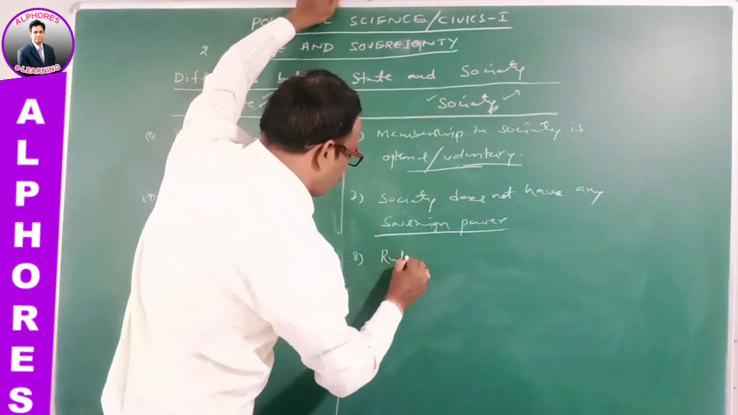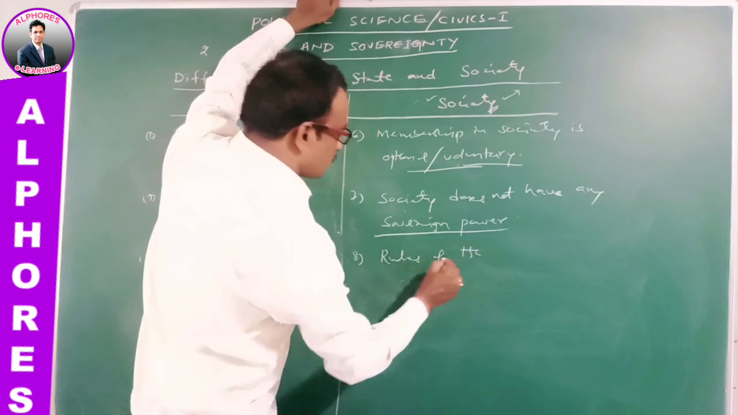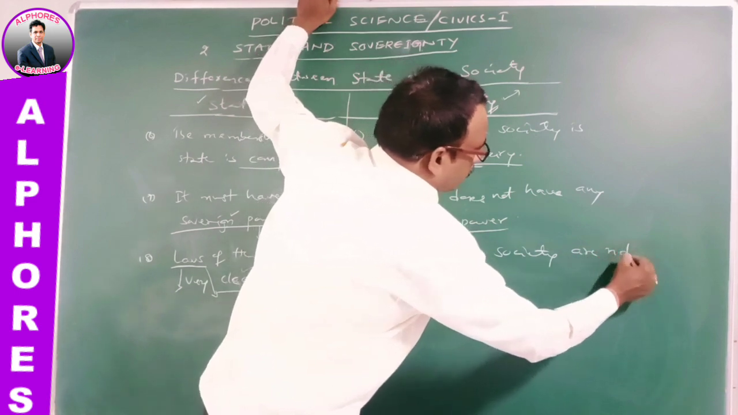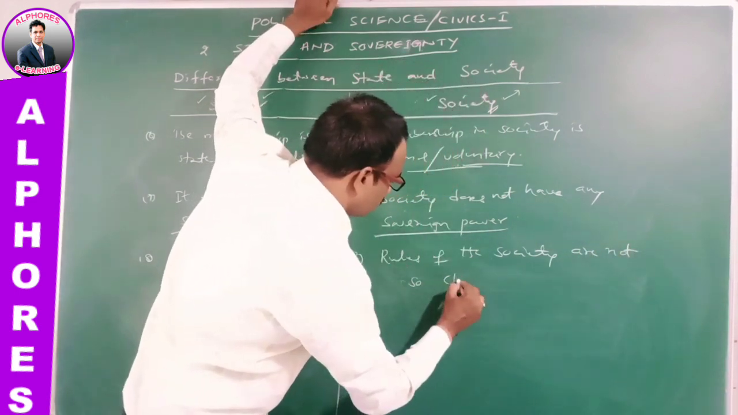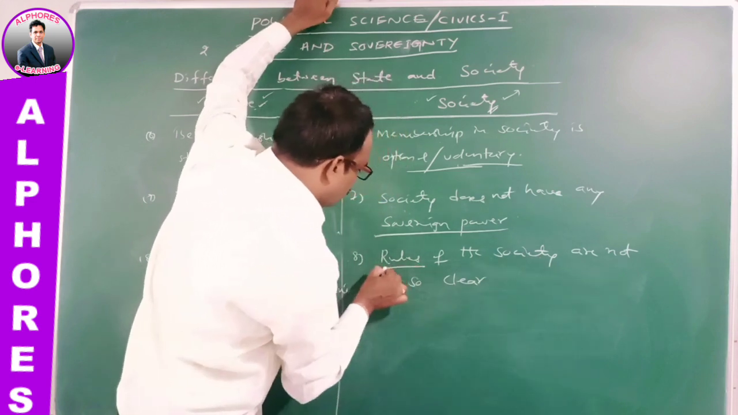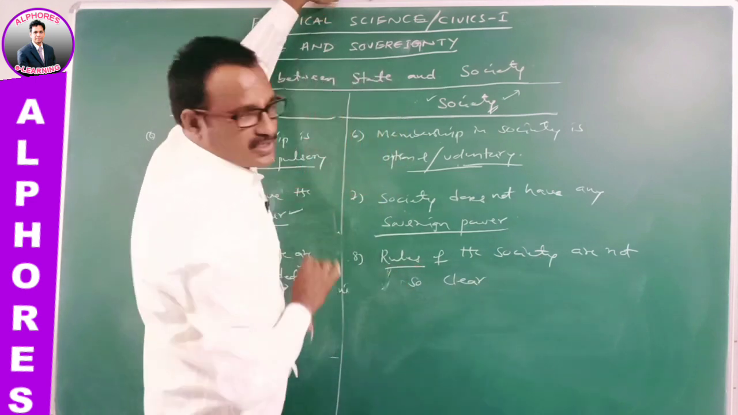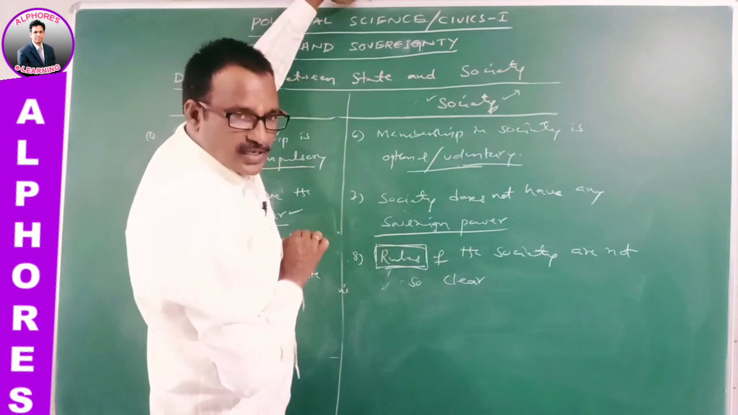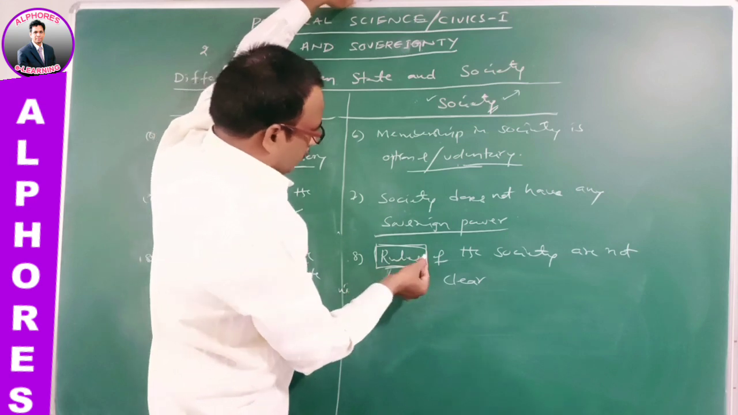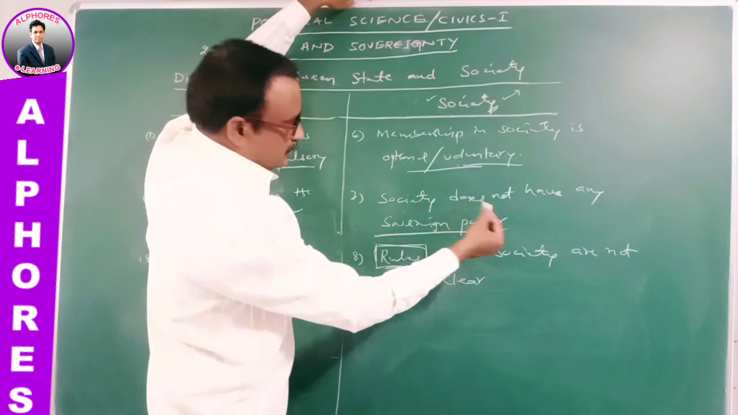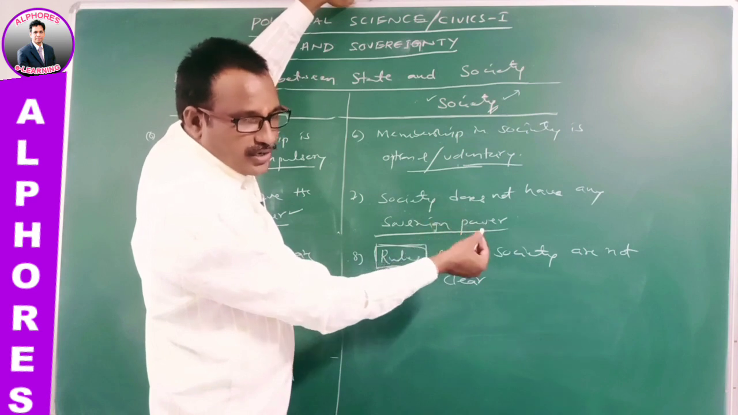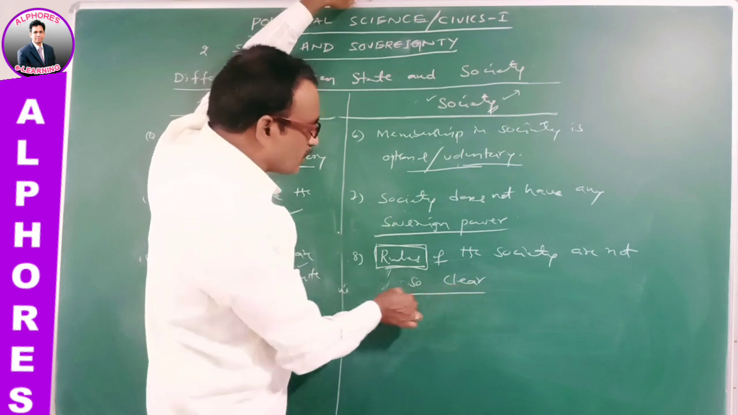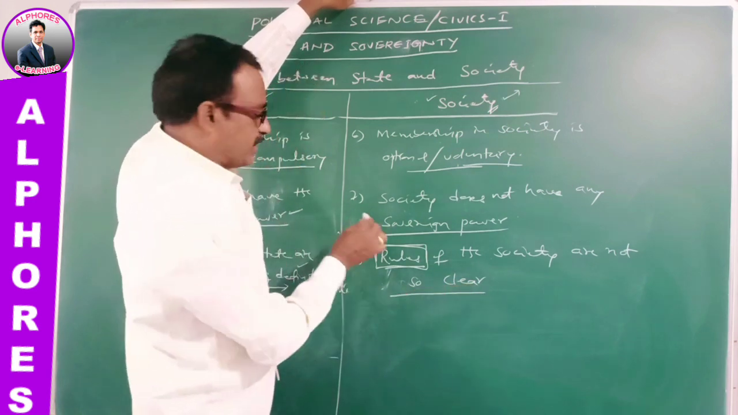The rules of the society are not so clear, because the rules of the society are in the form of customs and traditions. The rules of the society are in which form? Customs and traditions. And one more thing, they are not enacted or formulated by any organization like a legislature. Hence they are not in written form, hence they are not clear.